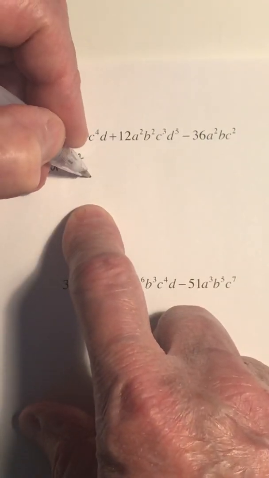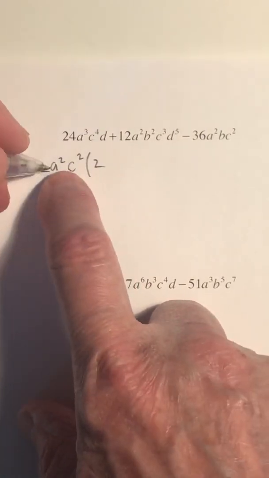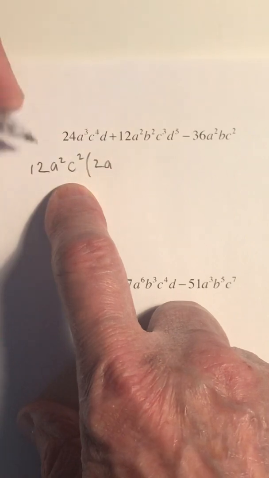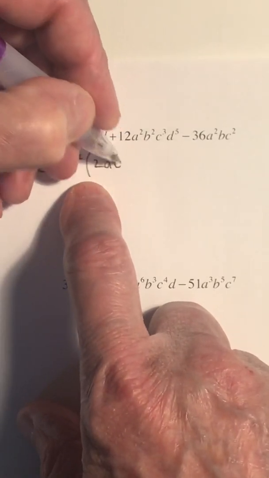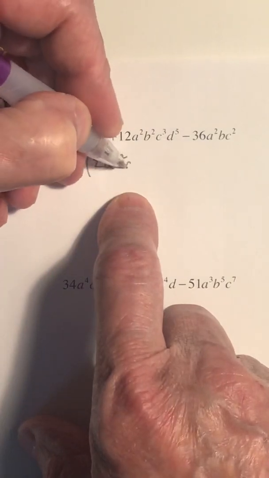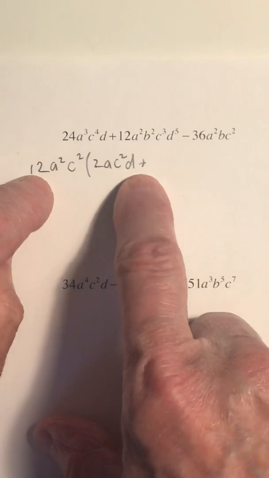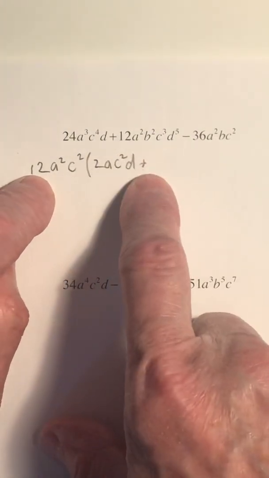So, 24, we need a 2. A to the 3rd, we need an A. C to the 4th, we need a C squared. And to get the D back, we just use a plain old D. And a plus sign. And we don't want a coefficient because it's 12. We don't want to change the 12.